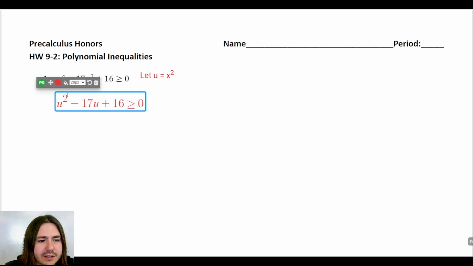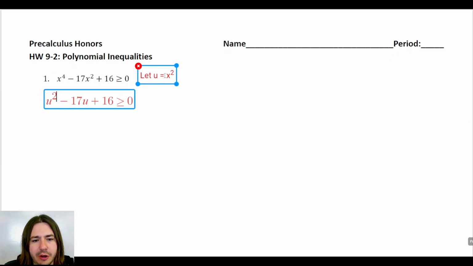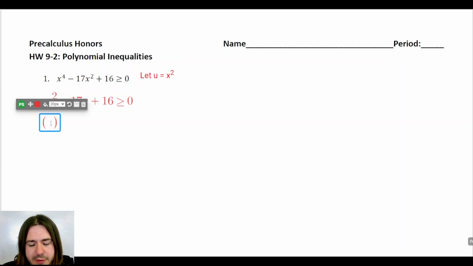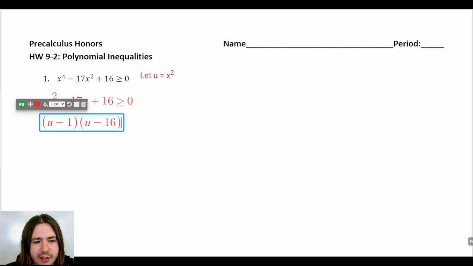And then once I actually figure out what the factors are, I'm going to go back and substitute this back in. So from here, let's see, two numbers that multiply to give me 16 and add up to negative 17 is going to be negative 16 and negative 1. So I'm going to have u minus 1 times u minus 16 is greater than or equal to 0.